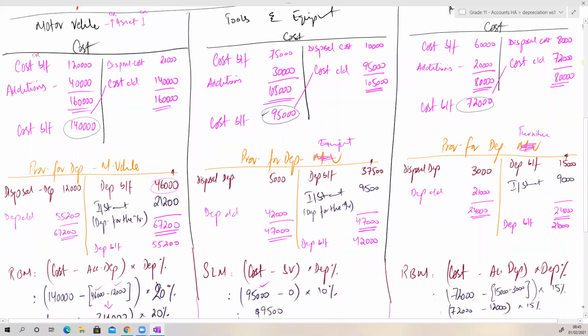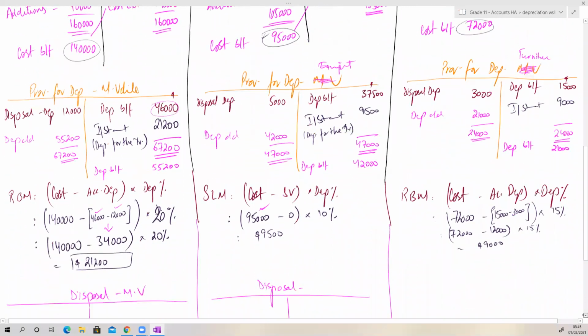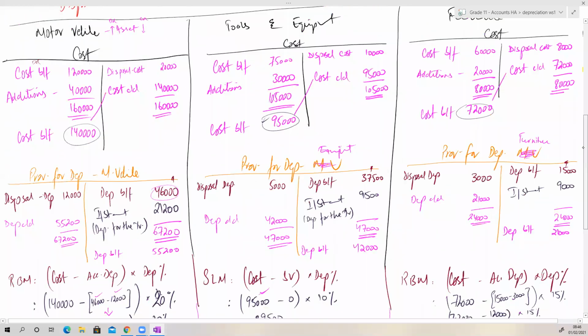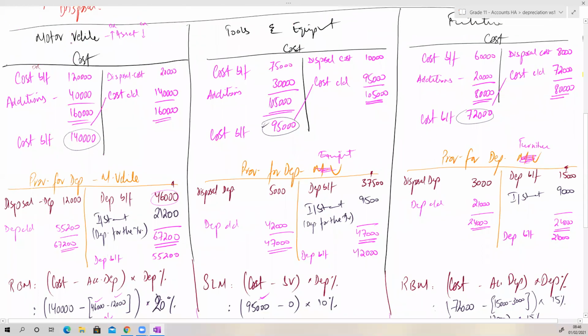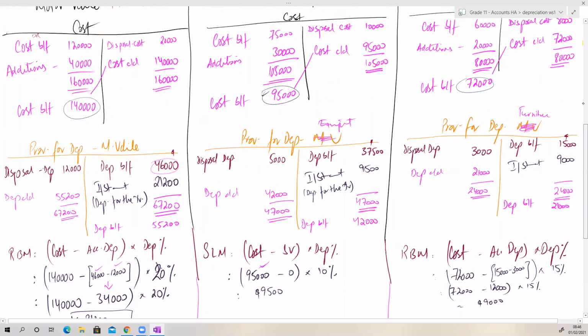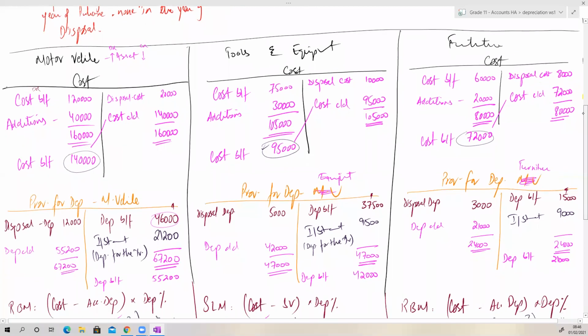ओके. तो disposal account of motor vehicle, disposal account of equipment, and disposal account of फर्नीचर. ठीक है. देखो यहाँ डिस्पोजल में, मोटर व्हीकल में डिस्पोजल की कॉस्ट क्रेडिट हुई, बिकॉज यहाँ से ये गया और यहाँ पे डिस्पोजल में कॉस्ट डेबिट हो जाएगी. ठीक है. इसकी एंट्री होती है डिस्पोजल अकाउंट डेबिट, एसेट कॉस्ट क्रेडिट.